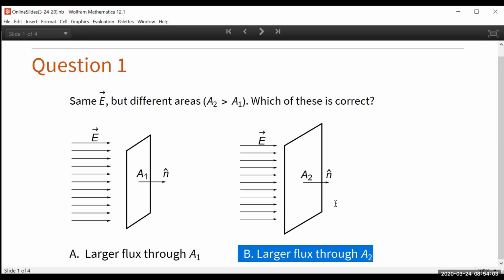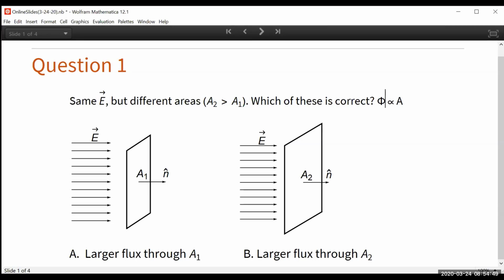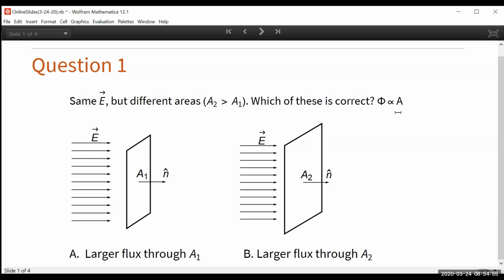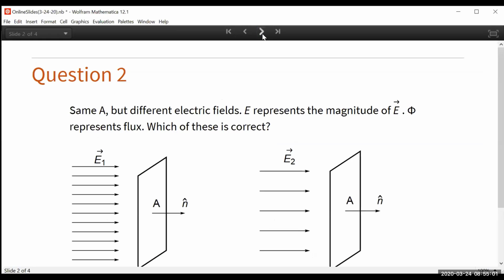Electric flux is larger for larger area. If I wanted to write an expression, phi is proportional to the area, given that the electric field is the same. E is the same, flux increases with area. That's our result from this question. Let's do the next question.